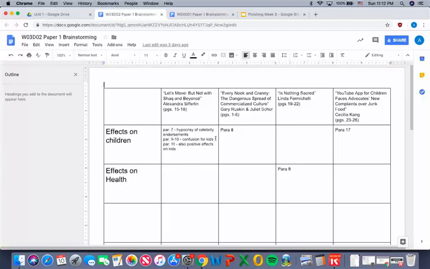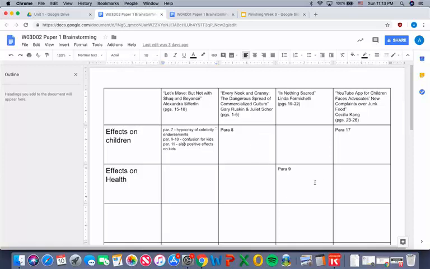We've begun filling it out for you so that you can see that in paragraph 7 of "Let's Move, but not with Shaq and Beyonce," the Sifferlin article, it's talking about the hypocrisy of celebrity endorsement. Paragraphs 9 through 10 talk about confusion for kids, and paragraph 11 also talks about the positive effects on kids of these advertisements. In this table, you don't have to include full sentences. This is just putting down ideas. You can even do drawings or things like that, whatever you can come back to and use for ideas. The rest of the boxes are left blank.